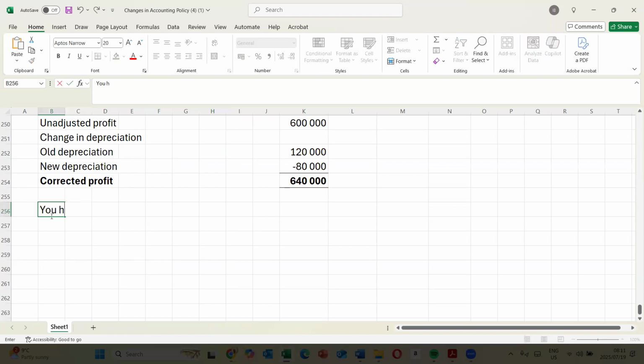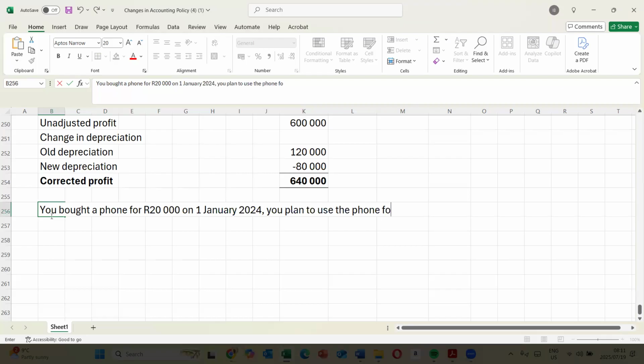So you have a phone. You bought a phone for 20,000, maybe it's an iPhone or something like that. And then on 1st of January 2024, you plan to use the phone for 5 years. You plan to use the phone for 5 years.